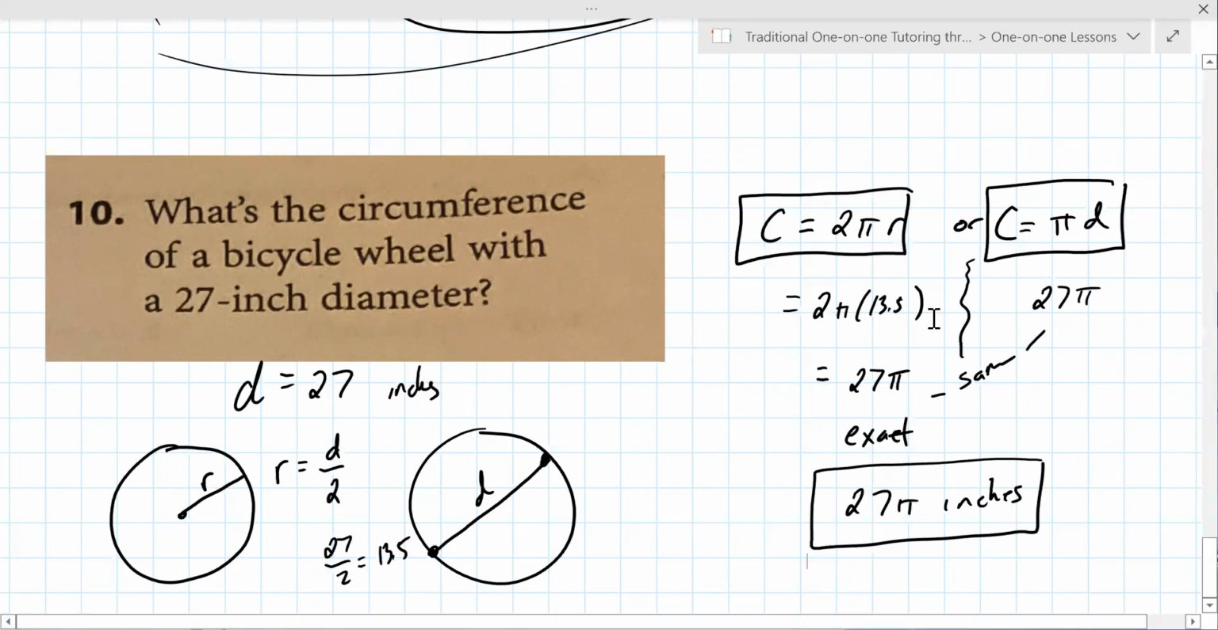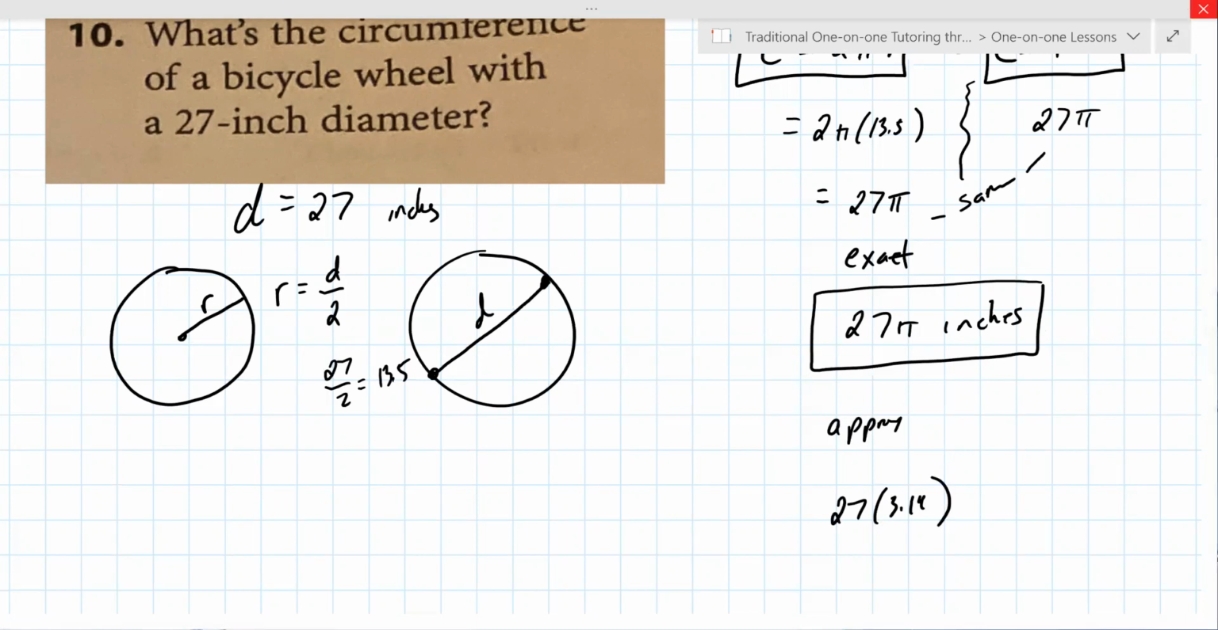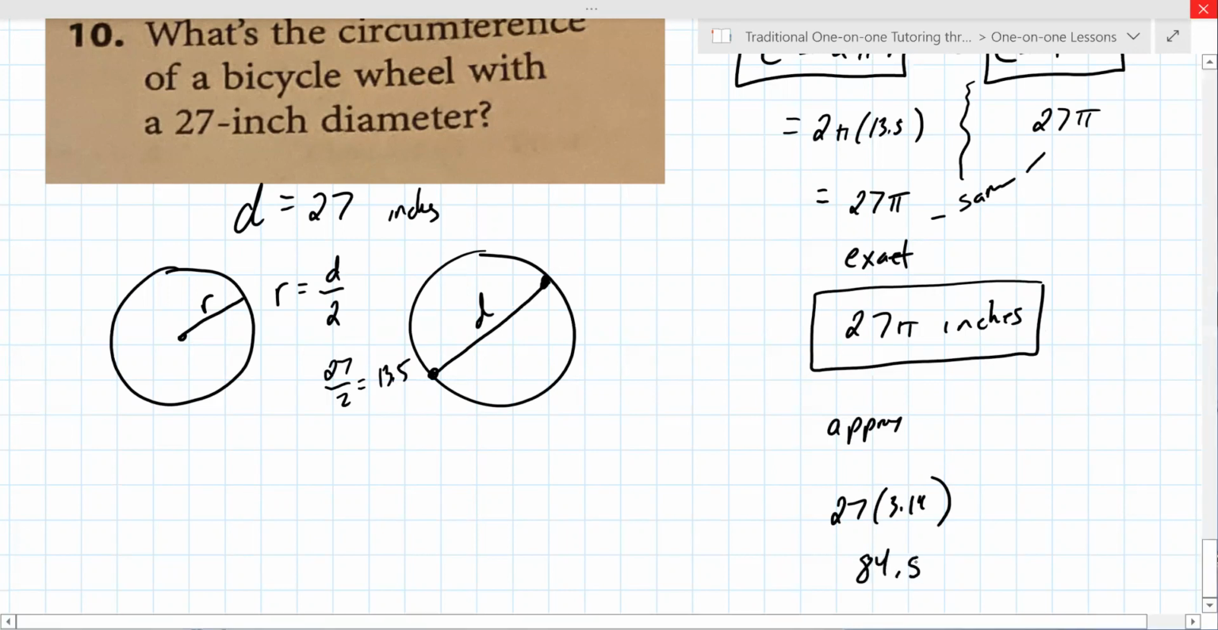Well, I still sense you don't like this symbol. Yeah, I just don't like it, because sometimes you multiply it by 3.14 and sometimes you don't. I don't really know the difference there. The approximation is when you multiply by the 3.14. So 27 times pi is 84.823 inches. That's your approximate, and the exact is 27 pi.